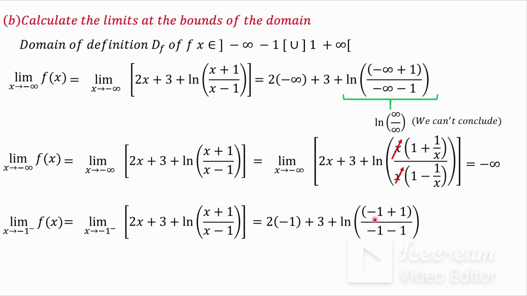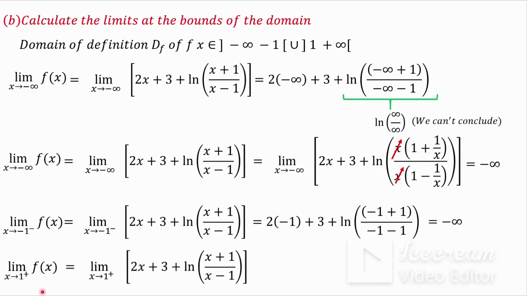So we are going to have 0 minus here. So ln of 0 minus gives us negative infinity. Take note. So here, that is ln of 0 divided by negative 2, gives us negative infinity. Then we know that 2 times negative 1 gives us negative 2. Then negative 2 plus 3 gives us 1. So we are going to have 1, then plus minus infinity, which gives us negative infinity.